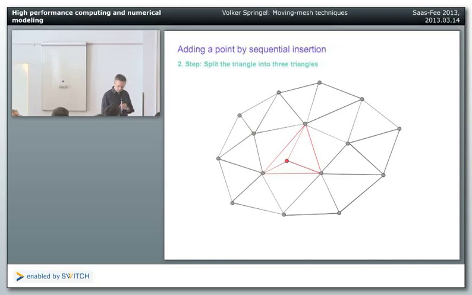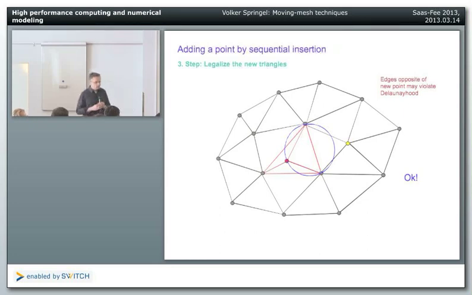The trouble with this is that these new triangles that are marked in red are not necessarily Delaunay triangles. That's what you now have to check. You need to check whether the circumcircle of this triangle contains another point. In this particular case, it does not.